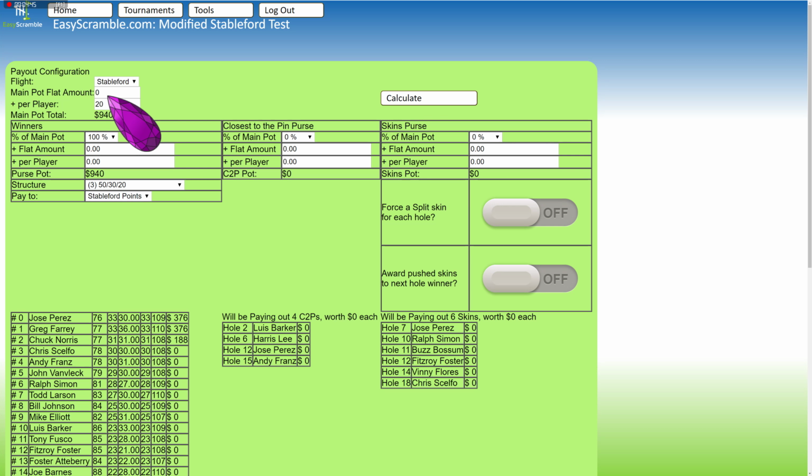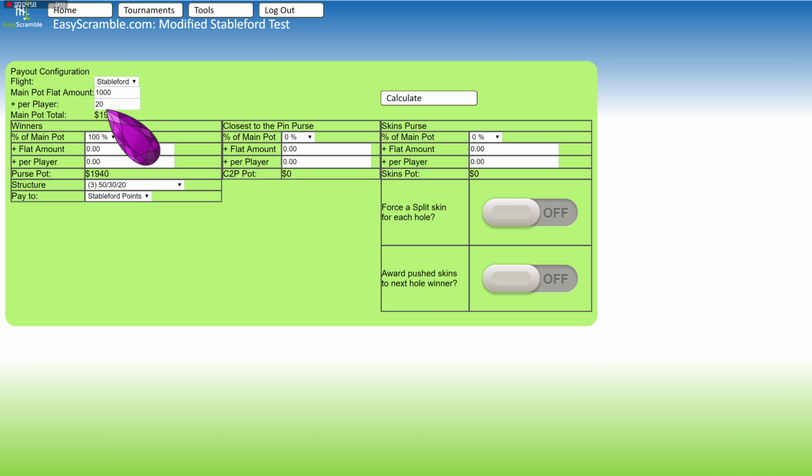So there are multiple ways we can calculate how much money is in the pot. We can put money in this general pot, which can be spread by percentage. So let's go back to something simple. Let's do $1,000. Let's do 0 per player, and let's spread this money around. So let's put half of the money.